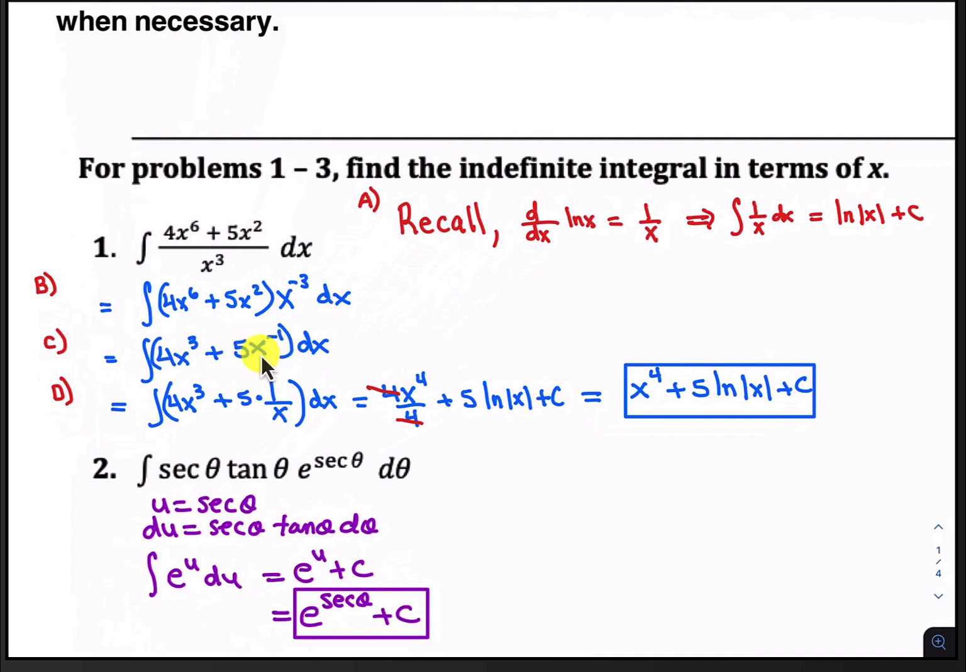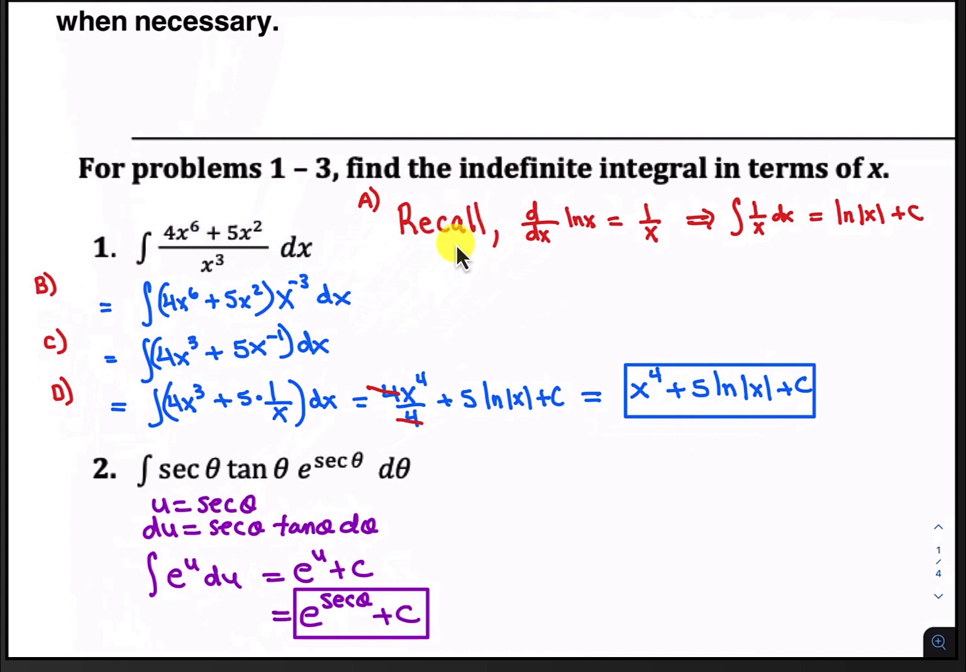Now, 5 times x to the negative 1 can be rewritten as 5 times 1 over x. So we have the integral of 4x cubed plus 5 times 1 over x. Well, the integral of 4x cubed is going to be 4 times x to the 4th over 4, and those 4's will cancel.